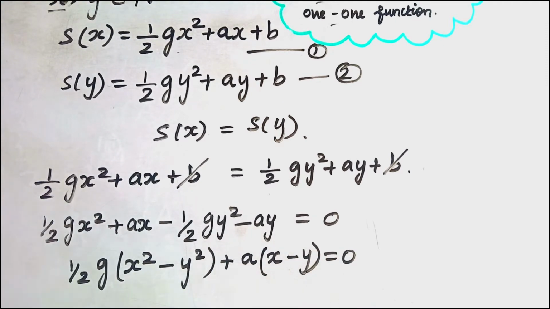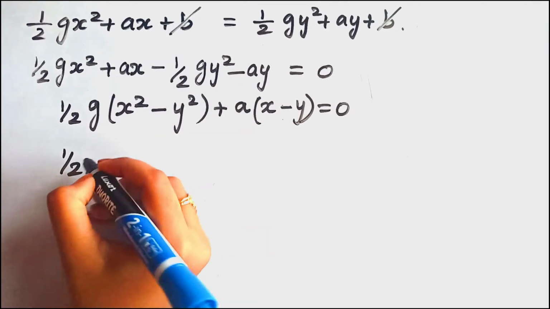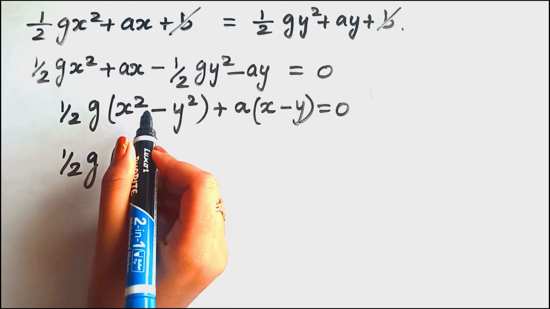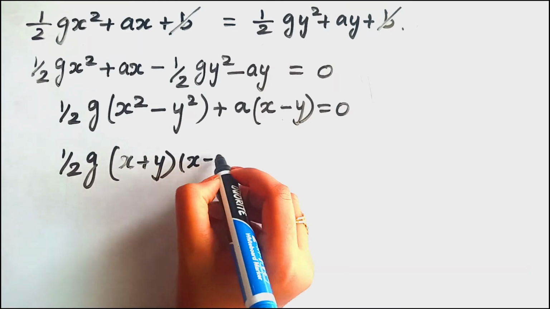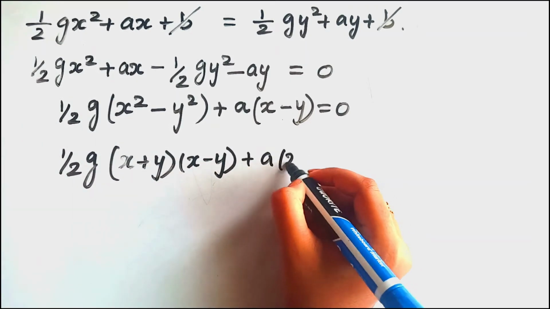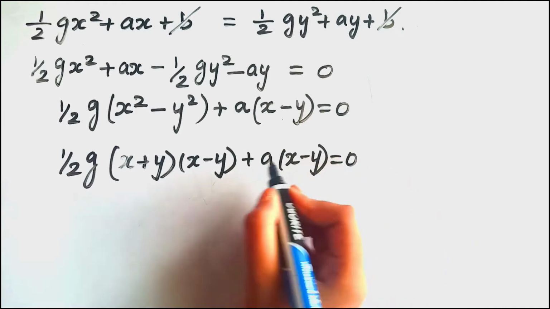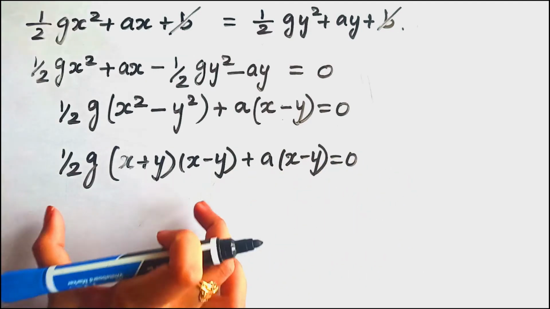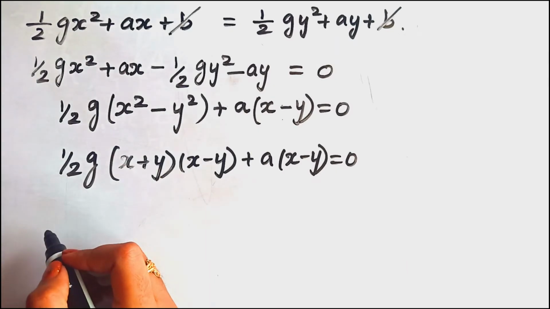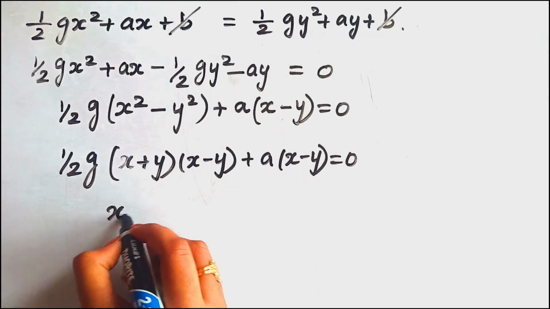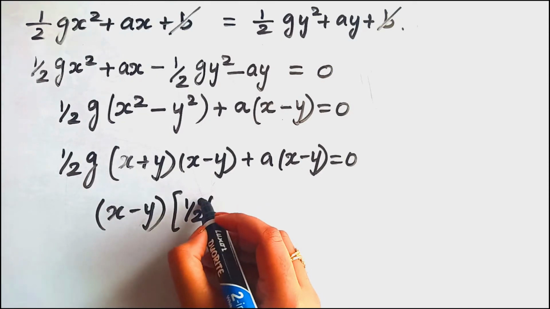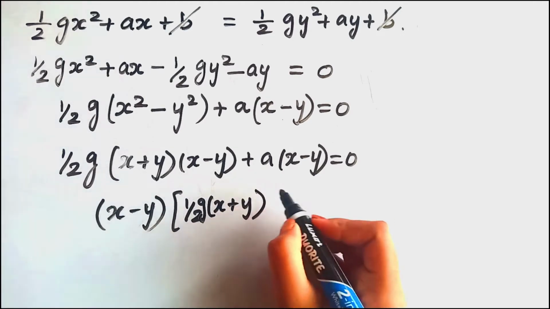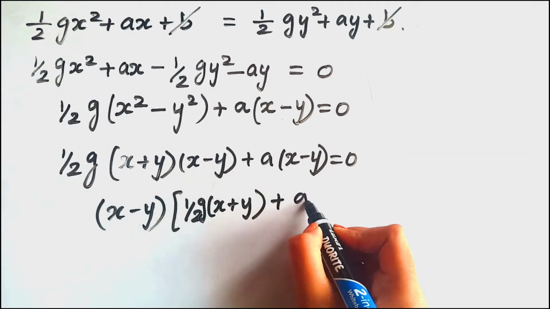Right, now let's apply the formula here, which is 1 by 2g into the formula of x square minus y square, which is x plus y and x minus y, right, plus a into x minus y is equal to 0. So now you can see that x minus y is common in both the terms. So let's take x minus y outside so that you will get x minus y into 1 by 2 g x plus y, and then plus a, is equal to 0.